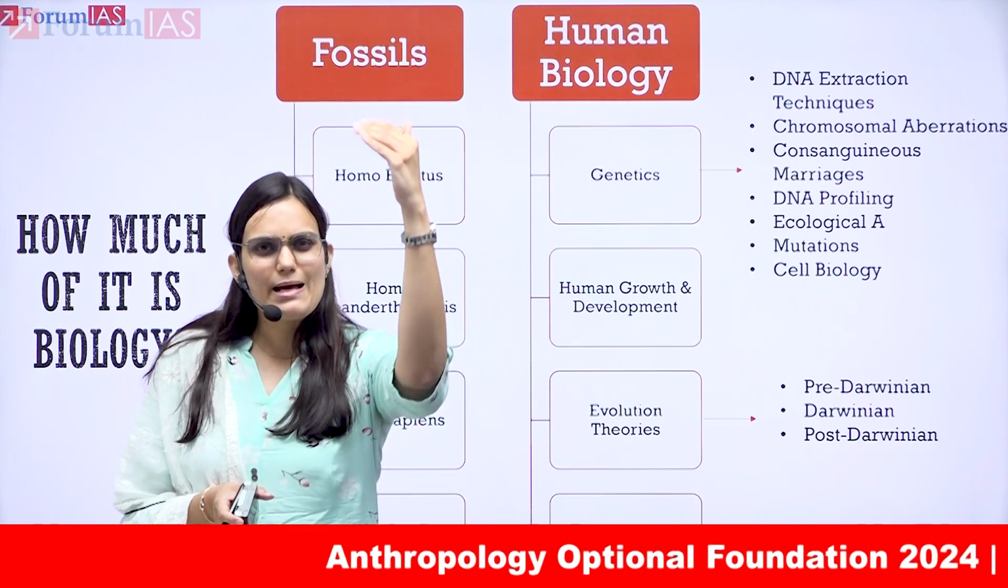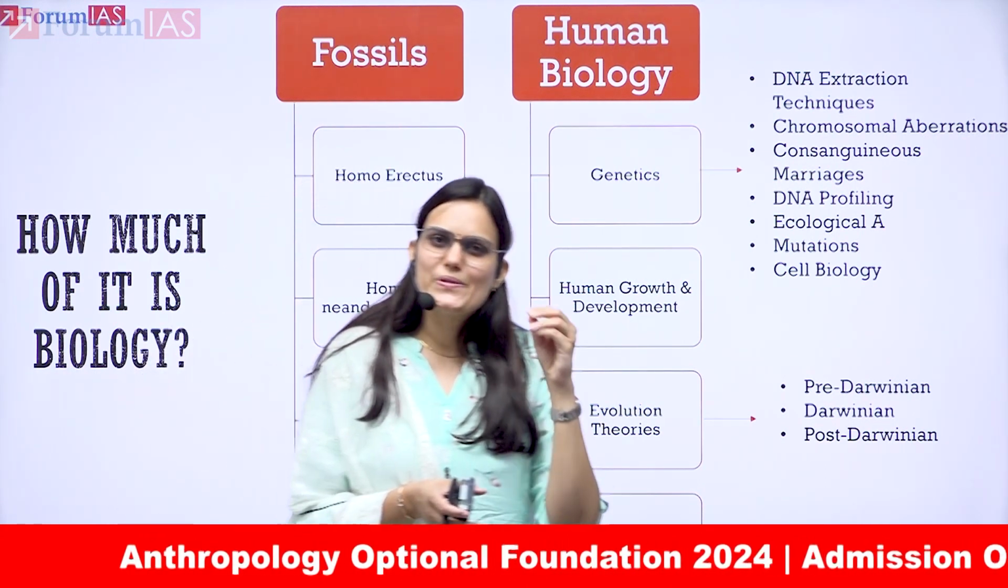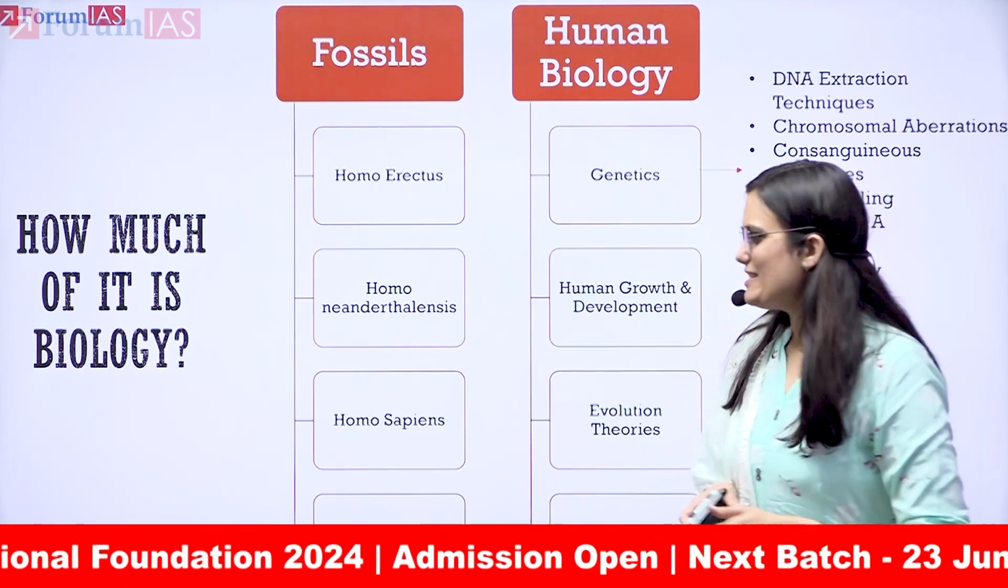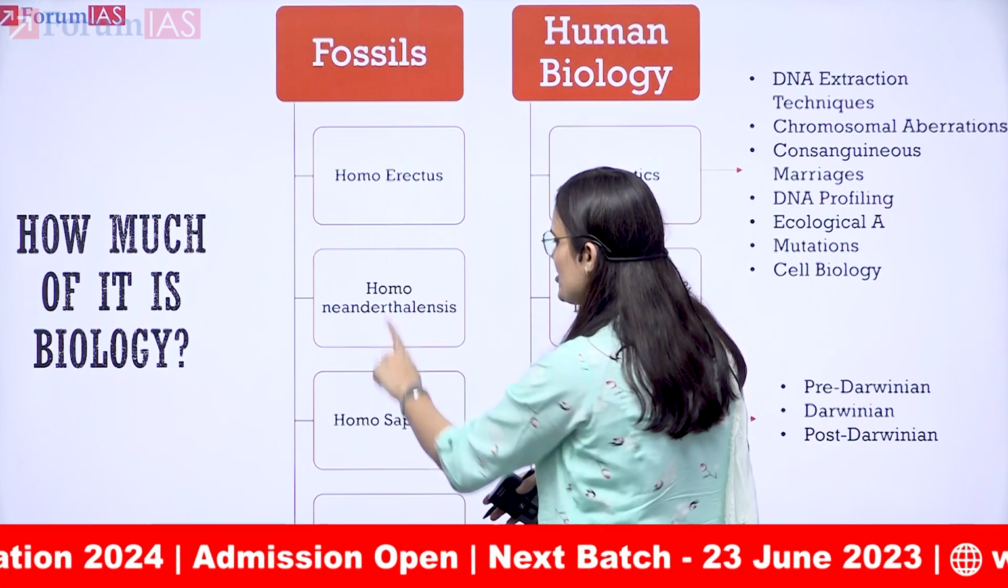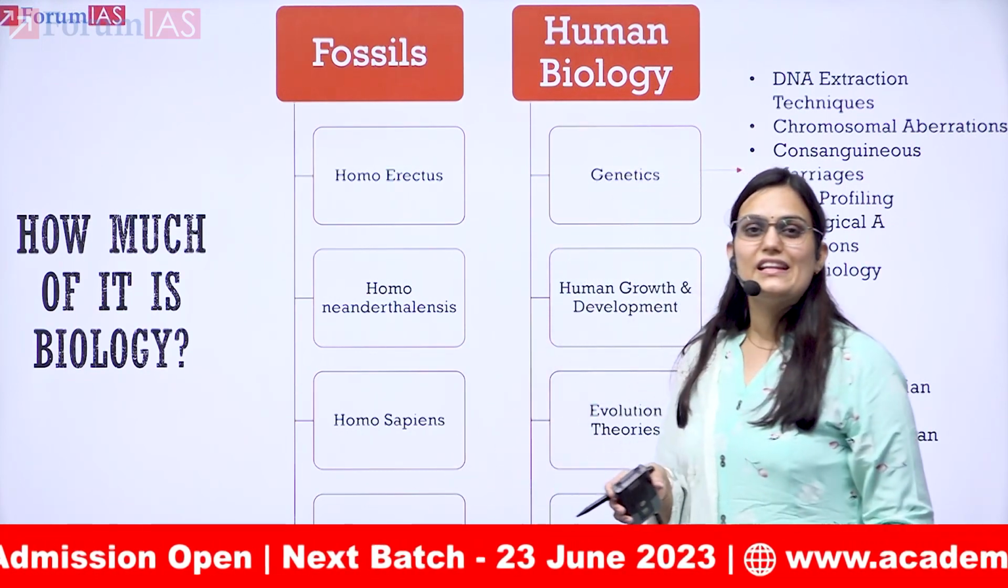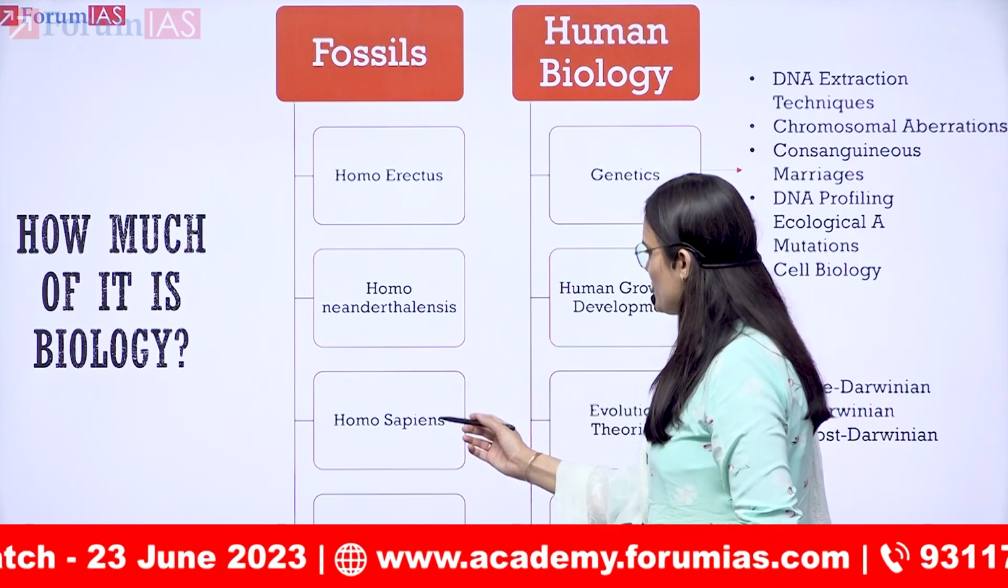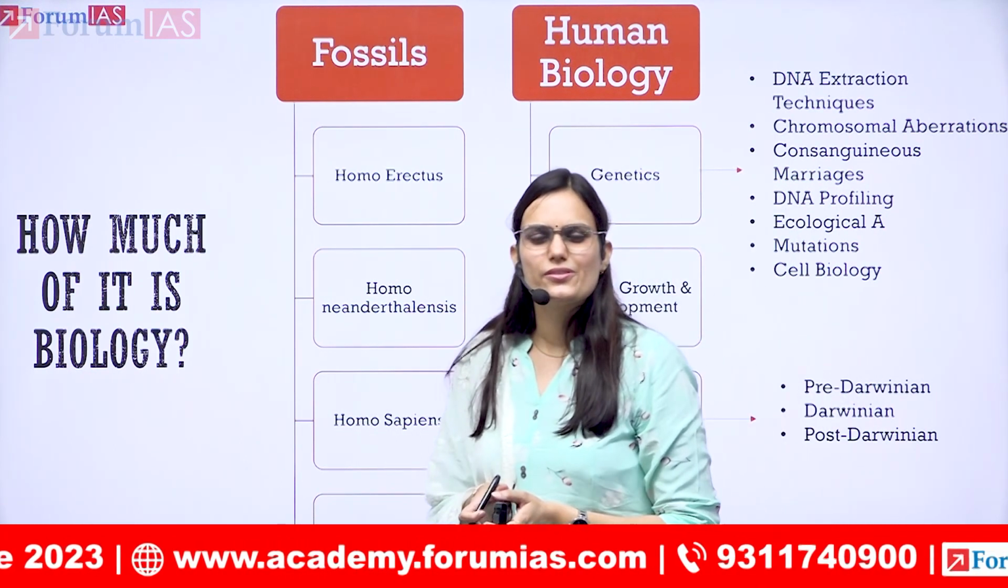And to establish that evolutionary perspective, we study evolution. So you can see I've listed certain names of species over here, okay, where there are names like Homo erectus, Homo neanderthalensis, Homo sapiens, Denisovans.